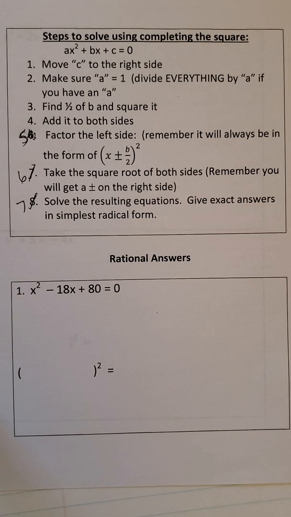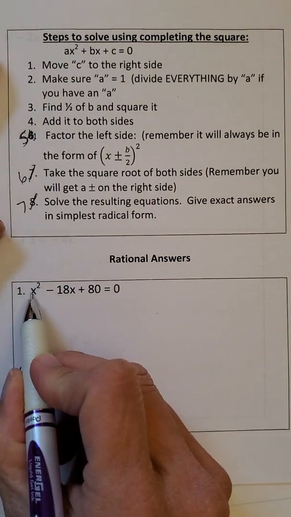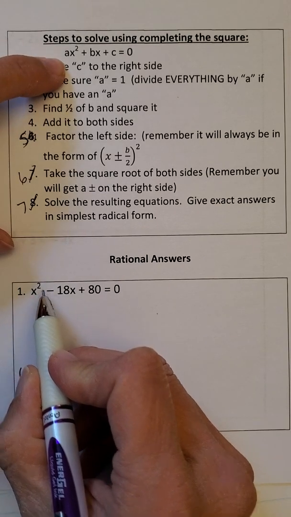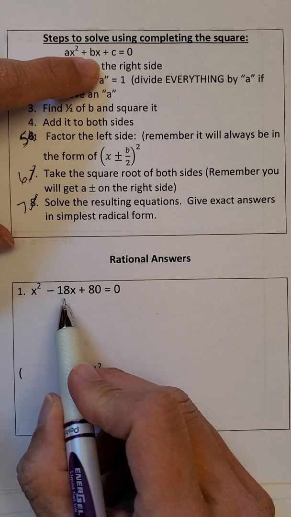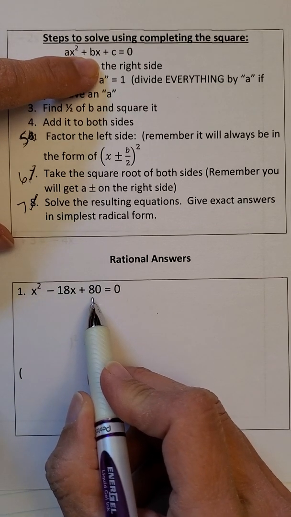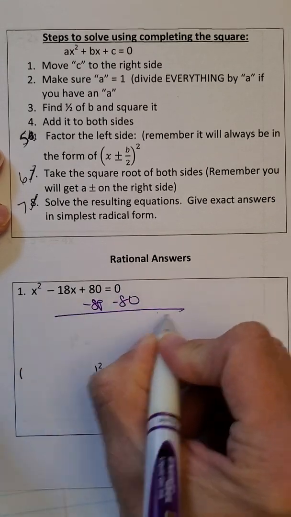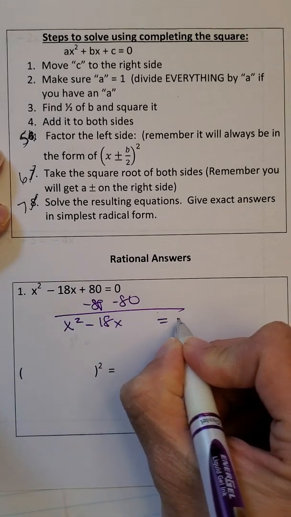So the first step is we need to move C to the right side. Remember, this is our quadratic term. The number in front of it is a 1. That's our quadratic coefficient, or our A. This is our B, the negative 18, because that sits in front of the X. That's our linear coefficient, and this is our constant, or our C. So we're going to move C to the other side. So we're going to get x squared minus 18x equals negative 80.